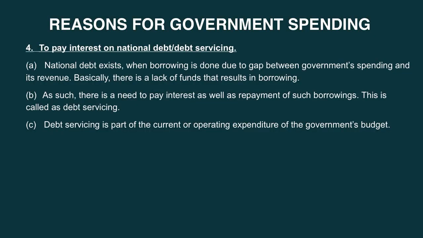Next, if you look at the fourth point, it is to pay interest on debt. As the national debt exists, when borrowing is done due to the gap between government spending and government revenue, whenever government revenue is lesser than government spending, the government is compelled to borrow, which will increase the national debt. So in order to maintain the national debt, to avoid an increase in the national debt, the government will do debt servicing by paying interest on the debt.